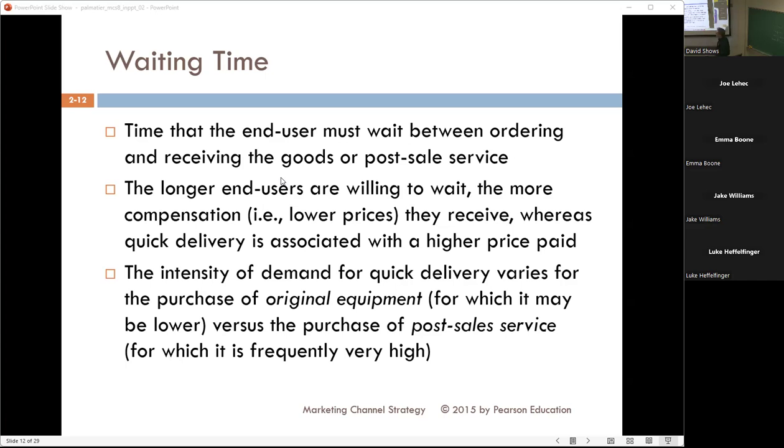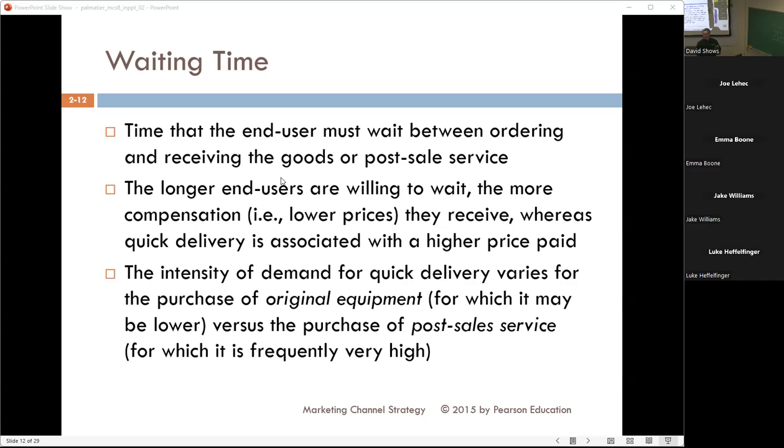Now, intensity of demand varies, especially when it comes to original versus post-purchase service. I had the honor of actually watching an MRI machine being delivered to a hospital, and boy, that's a job. But think about MRIs and how much they cost, and their prices are now into the hundreds of thousands, if not millions. And if one of those things goes down, it is an interrupted revenue stream to the hospital.